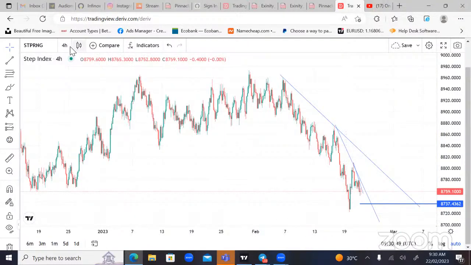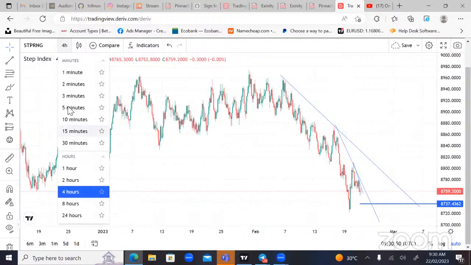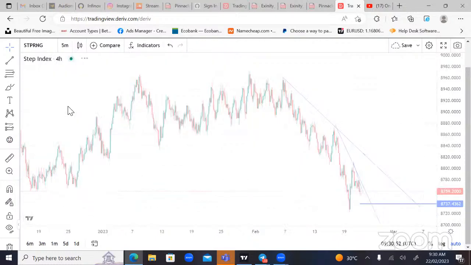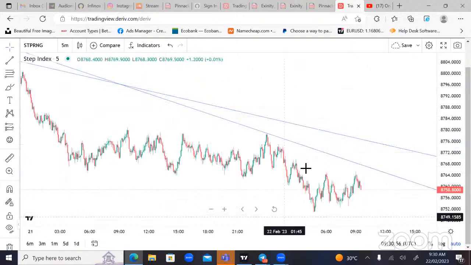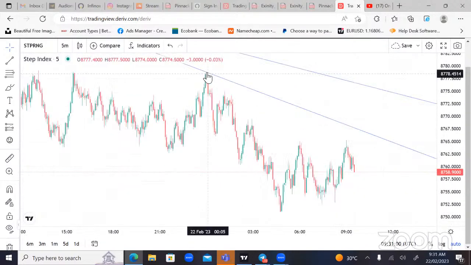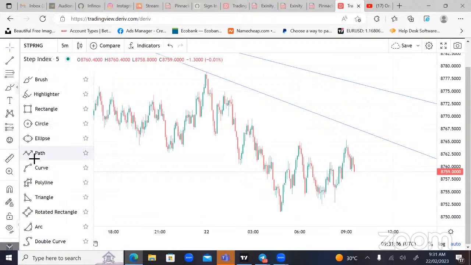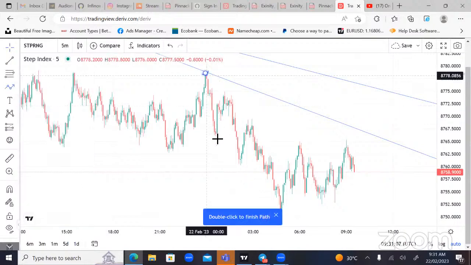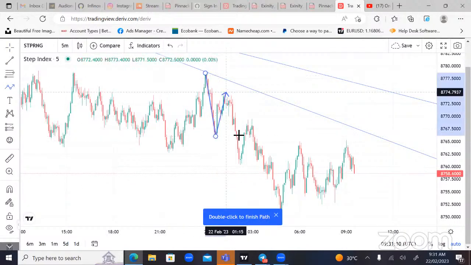Now, let's look at the 5 minutes time frame. What's happening over there? So on the 5 minutes time frame, this is what is happening. Now we had the internal structures. So these are the internal structures. We have the internal structures on the 5 minutes coming down.